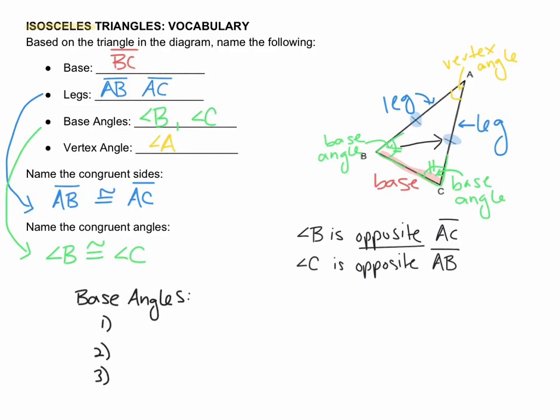So now we have a lot of different ways that we can talk about our base angles. Base angles are the ones that are going to be congruent, like we just saw. They also, like I talked about earlier, are the ones that are touching the base of my triangle. And they're also the ones that are opposite from the legs. These are all really important pieces to remember because we'll use each of these to solve some problems about isosceles triangles.